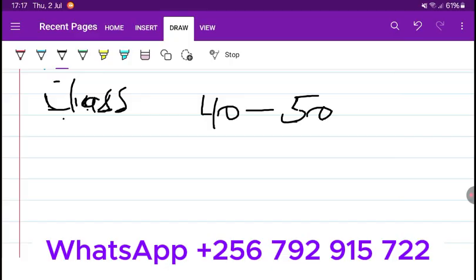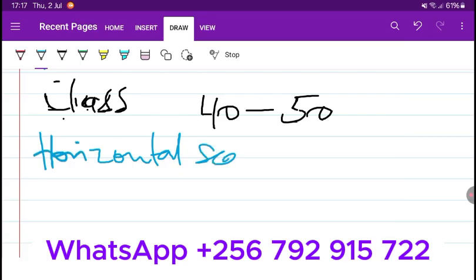Now, of course, we need to understand that the histogram has properties, and one of the properties is that the horizontal scale is quantitative, and it measures the data values. The horizontal scale is quantitative.